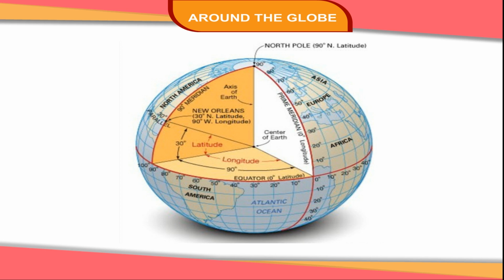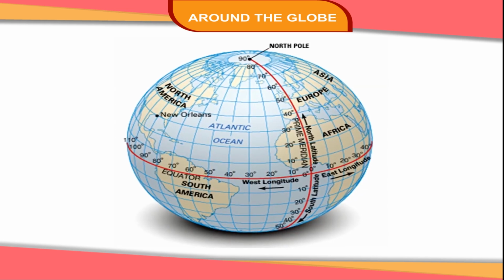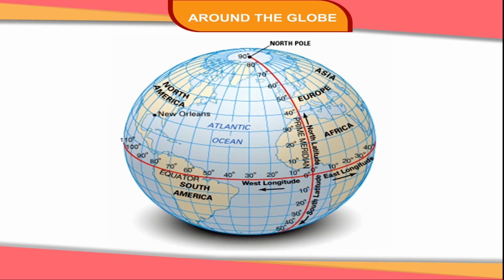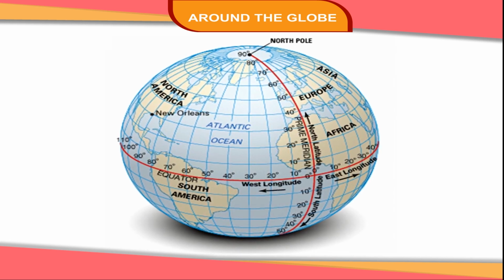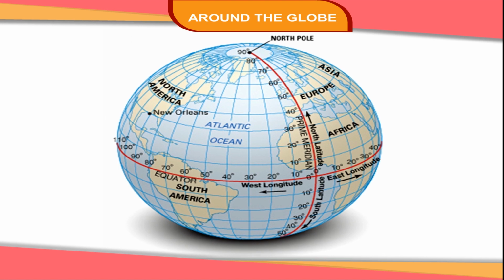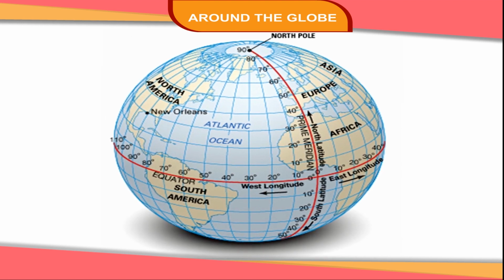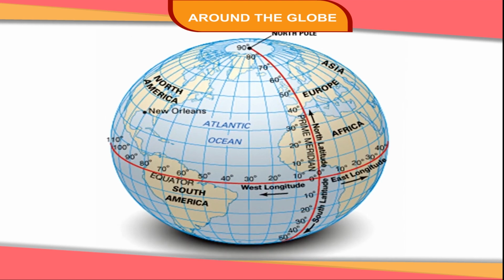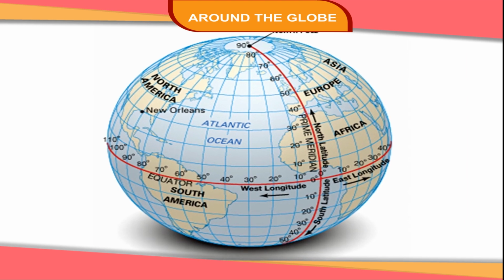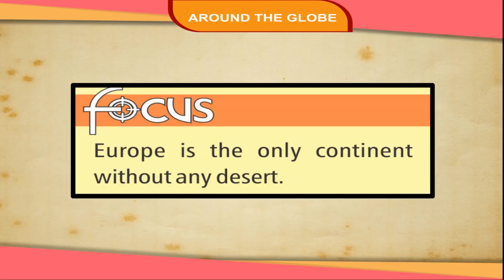How will we locate it? We have to see the crossing point of the parallel of 35 degrees north of the equator and the meridian of 40 degrees east of the prime meridian. This point will help us to locate the place. Focus. Europe is the only continent without any desert.